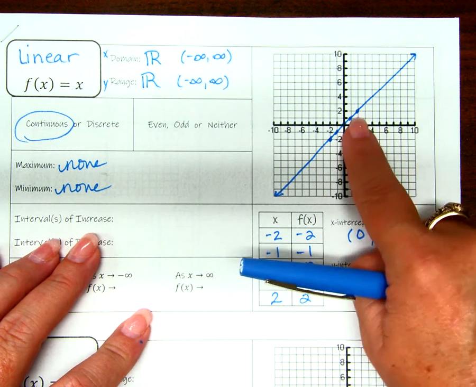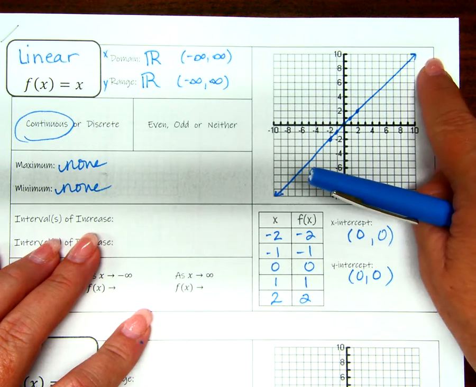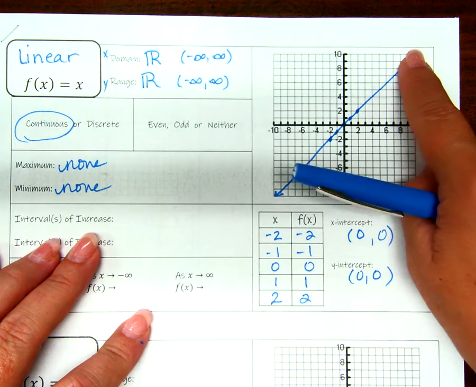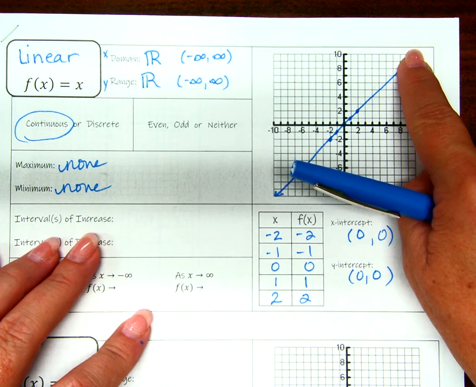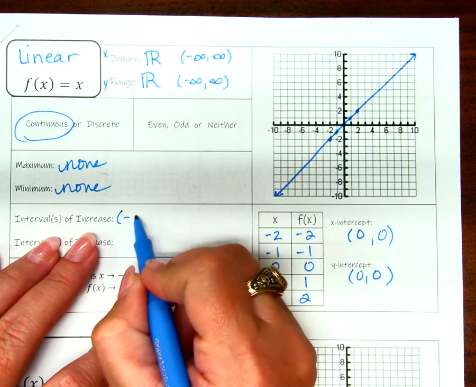So only this part right here is increasing? Isn't the whole part increasing? So on the whole domain, it's increasing. Well, what's the whole domain? Negative to positive infinity, right?